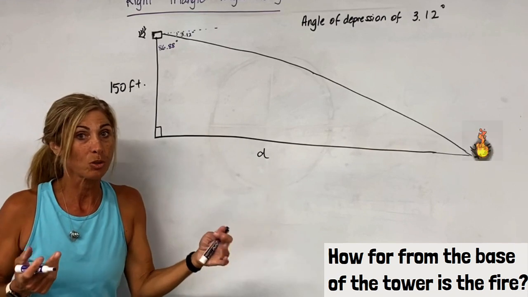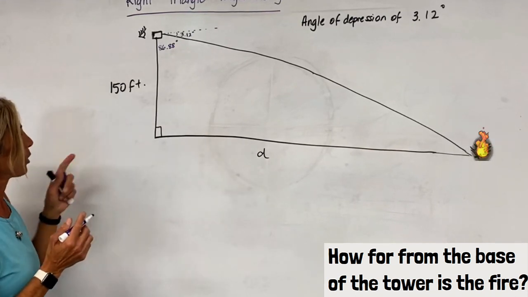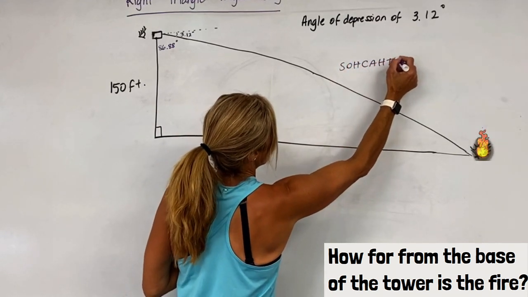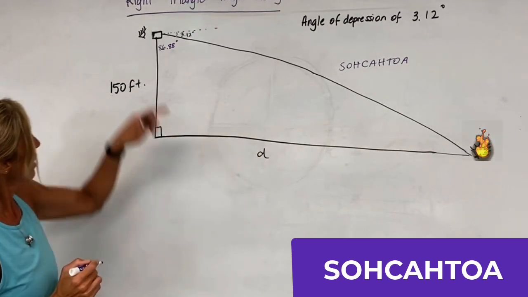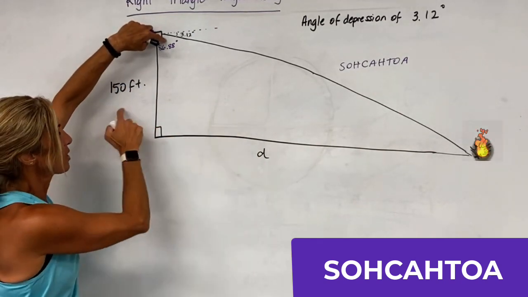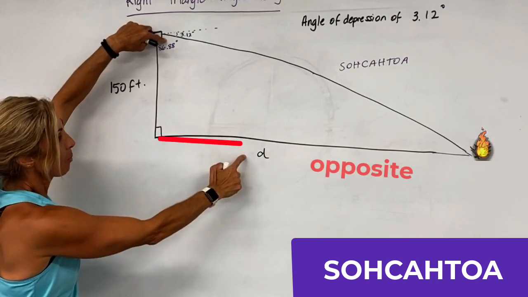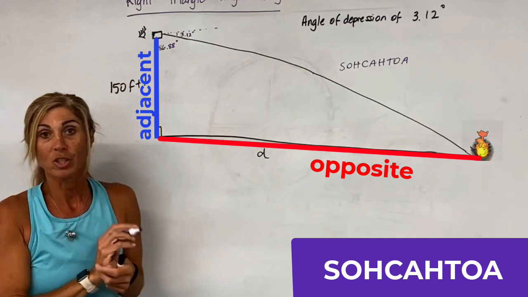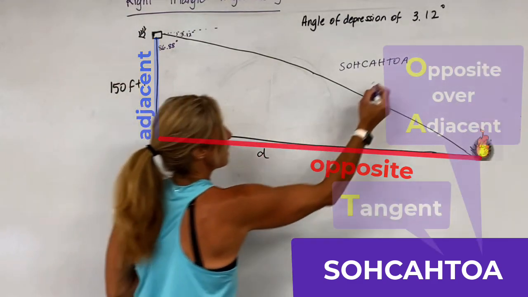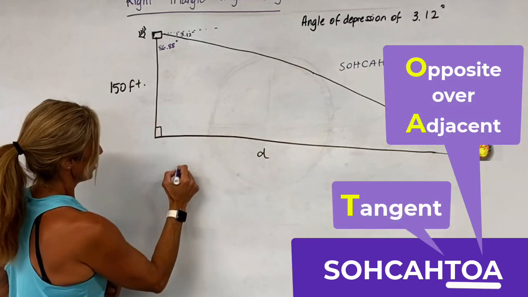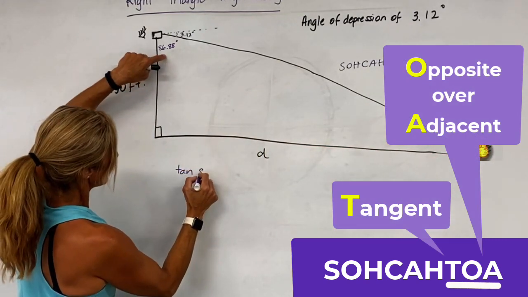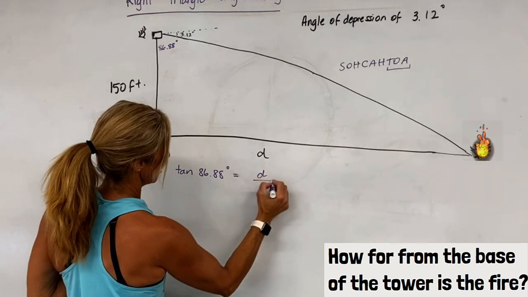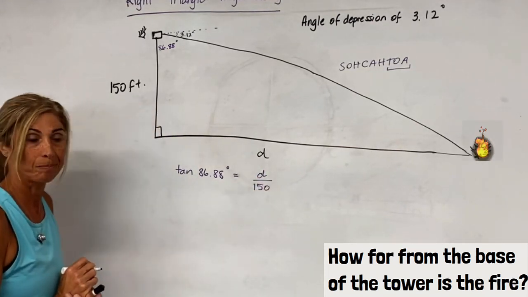Now we have to think, which one of the trigonometric functions do we use? Recall, in our last video, we utilized or became familiar with SOHCAHTOA. If this is our angle, which two pieces do we have? We have opposite the angle and we have adjacent to the angle. And which one of the trigonometric functions applies to the opposite and adjacent? That would be tangent. So tangent of 86.88 degrees is equivalent to D divided by 150 feet.